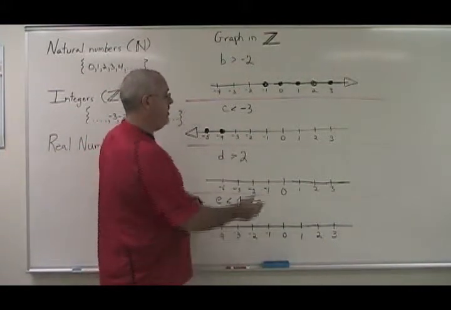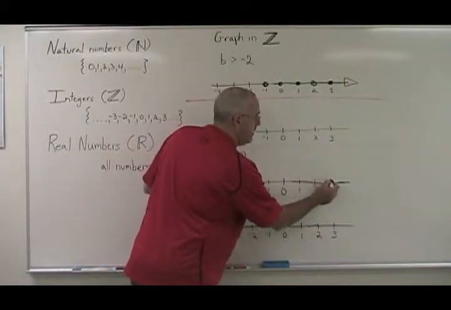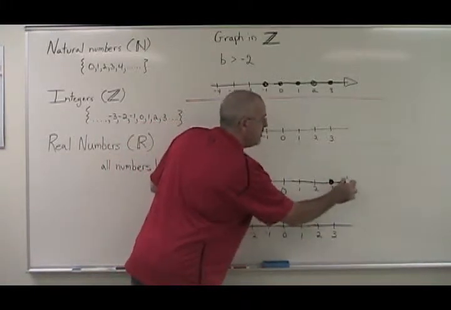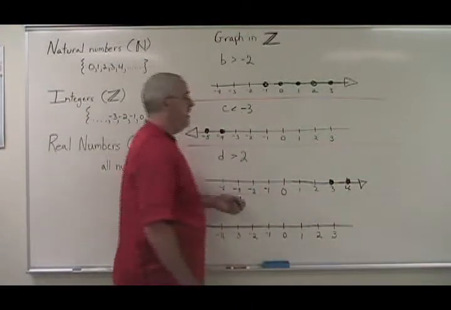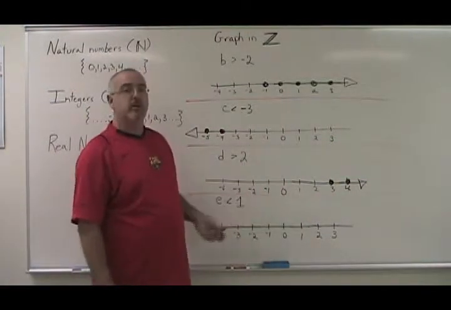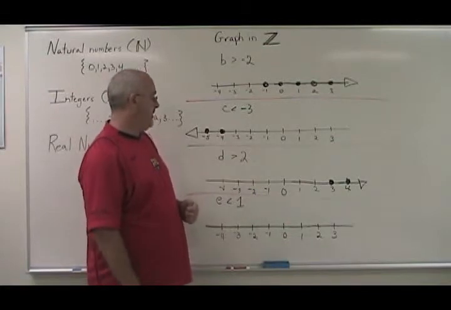D greater than 2. Well, this looks the same as it would in a natural numbers question. 3 and 4 are greater than 2. 2 isn't, and we go on forever in the positive direction.